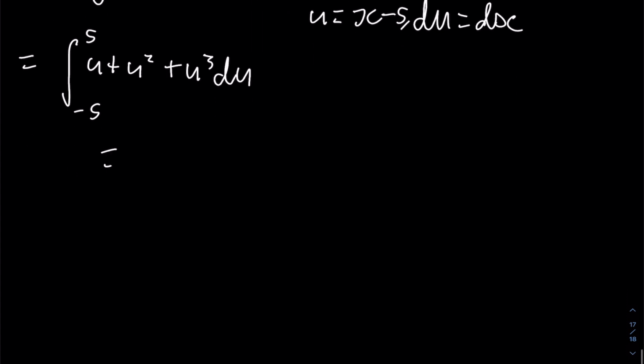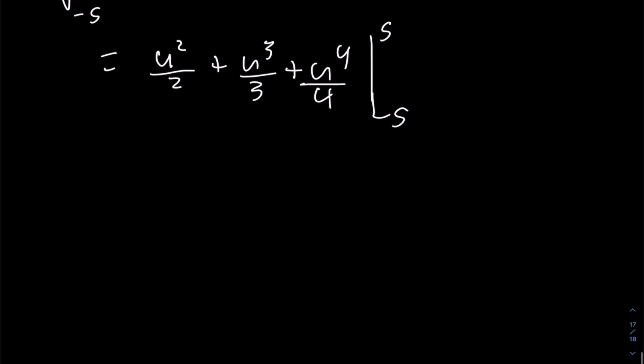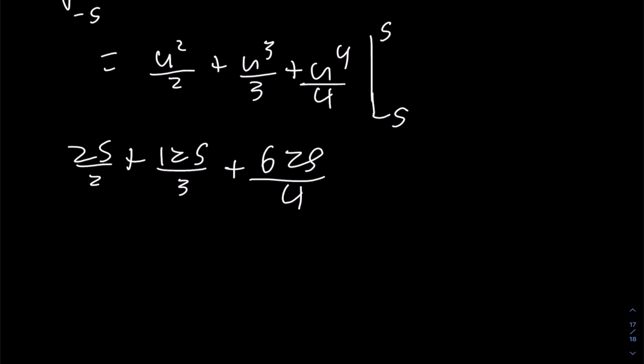And of course, this is going to evaluate to u squared over 2 plus u cubed over 3 plus u to the 4th over 4. And that's being evaluated from negative 5 to 5. So what we see here, let's plug in the upper bound. So we have 25 over 2 plus 125 over 3 plus, 625, I believe, over 4. And that's in a bracket, and then you subtract. This is a negative 5, just to make it more clear.